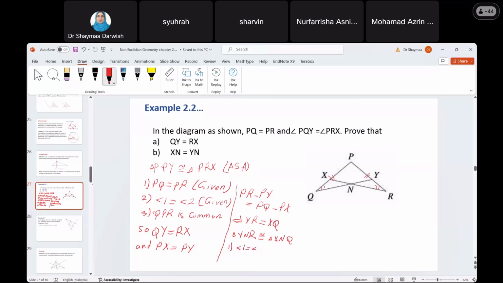You have angle 1 equal to angle 2. You have YR equal to XQ. And in these two triangles, Y and R, and X and Q, we have angle 1 equal to angle 2. And we just proved now that XQ, this part, is equal to YR, this one. And you have these two angles, 3 and 4, are equivalent because they are vertical.